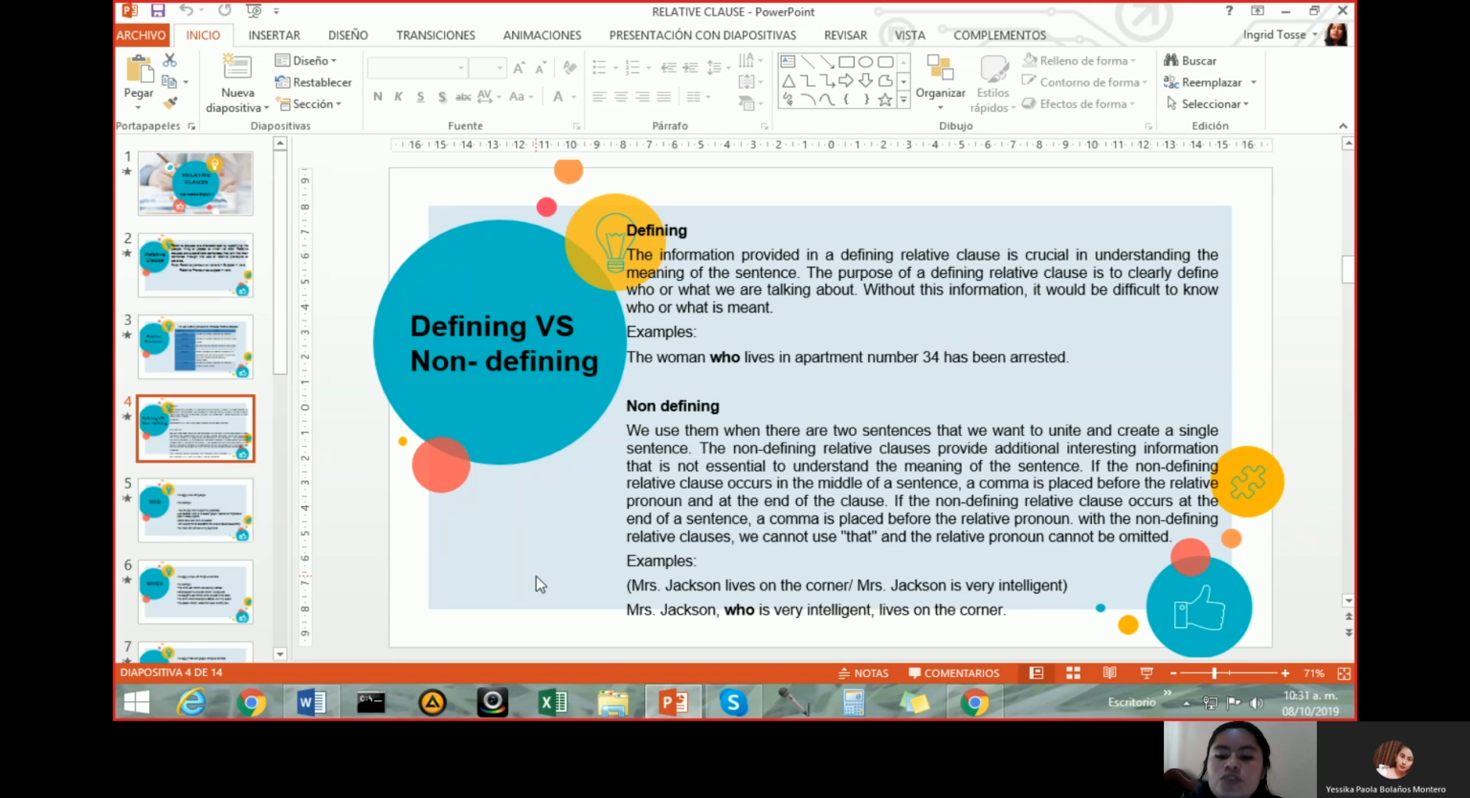In Spanish, nosotros unimos estas dos. Tenemos dos oraciones. Lo que hacemos es utilizar el pronombre relativo para unir las dos. Por ejemplo, tenemos las dos oraciones: Mr. Jackson vive en la esquina y Mr. Jackson es muy inteligente. Tenemos aquí Mr. Jackson, quien es muy inteligente, vive en la esquina. Entonces, ¿qué hacemos? Unimos las dos oraciones con el uso del pronombre relativo. ¿Entendemos esta parte? Do you understand this part? Yes, teacher. Okay, perfect. Thank you.